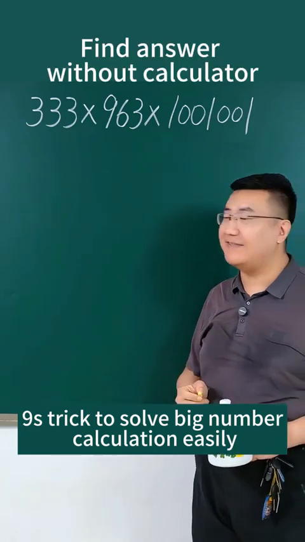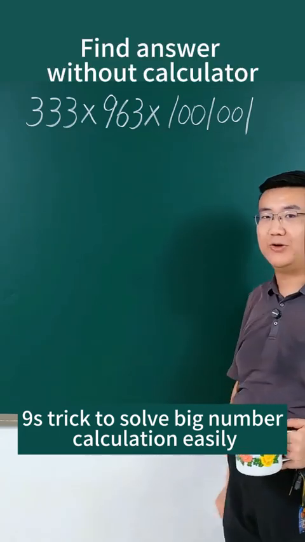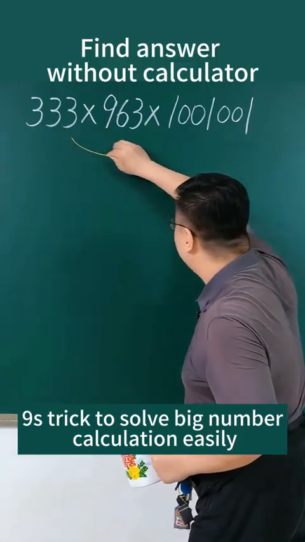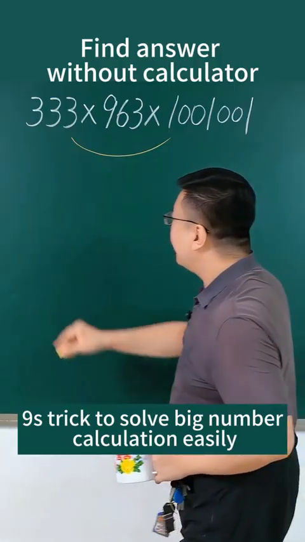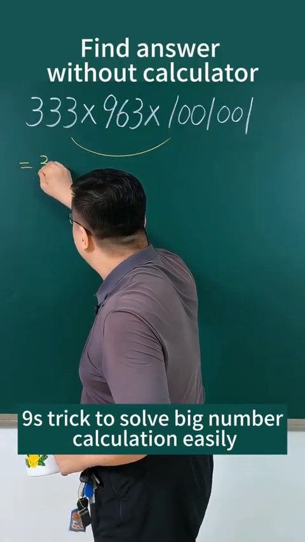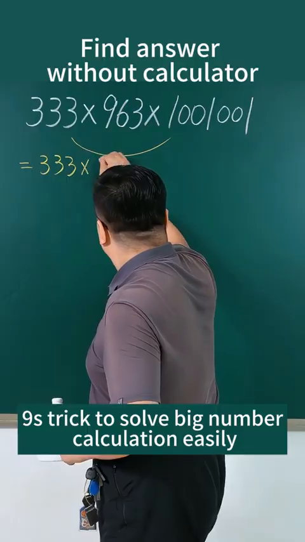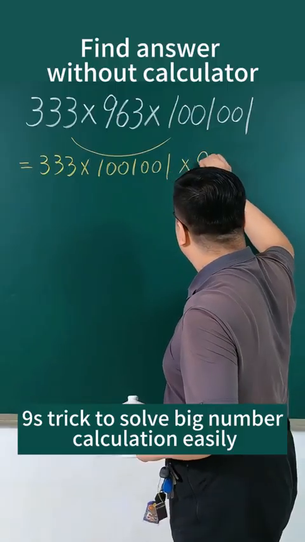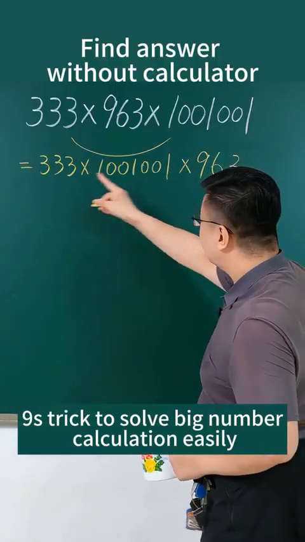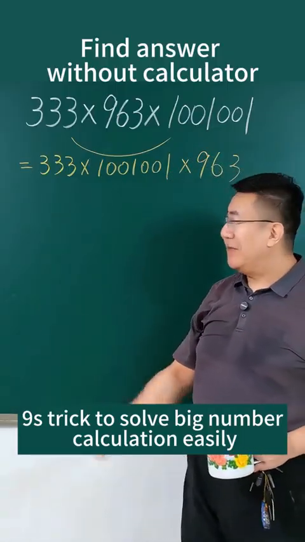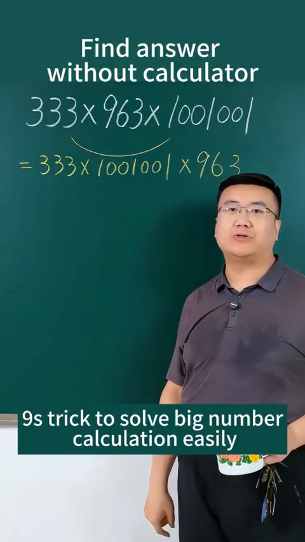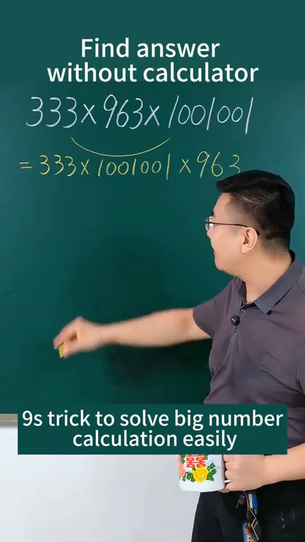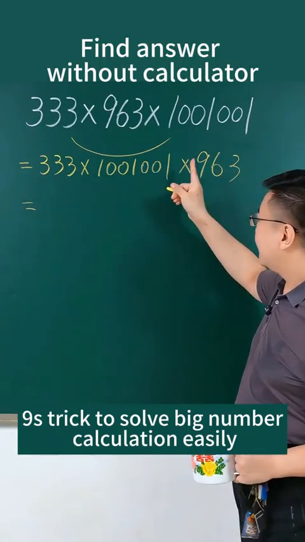Today, let's learn how to quickly calculate 333 times 963, and then multiply by another big number. Class, this number actually has a special significance. Now, if I first have 333 multiplied by 1,001,001, think about it. What is the result when you multiply the first two numbers? We call this number the chair number. What is its purpose? Let me explain the principle clearly, and you'll understand.